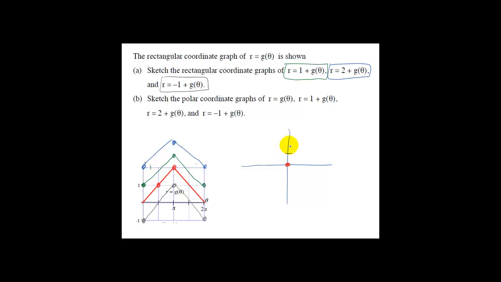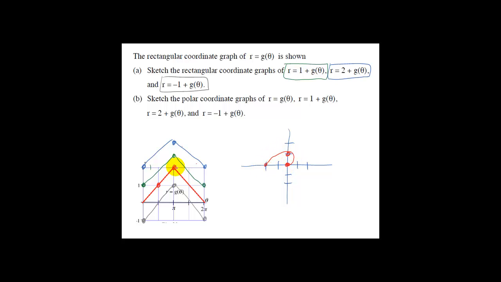So let's go ahead and make some little scale tick marks here. And so we're going to be increasing. At pi over 2 we're going to be at 1. By the time we get to pi we're going to be at 2. So we're going to increase, come around like this.